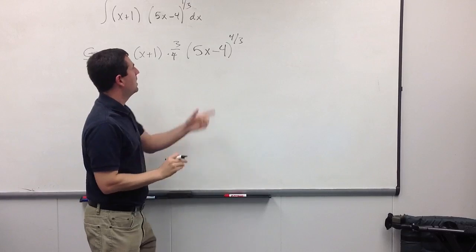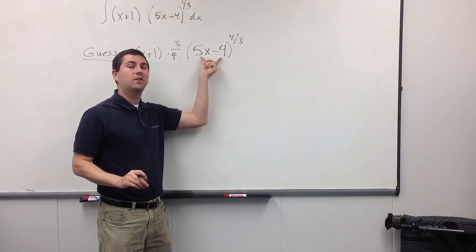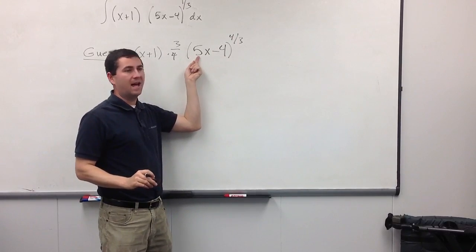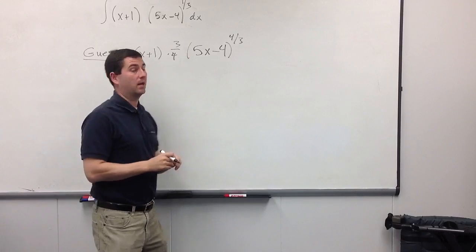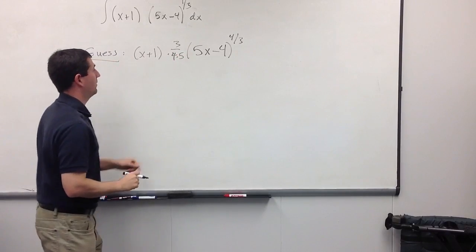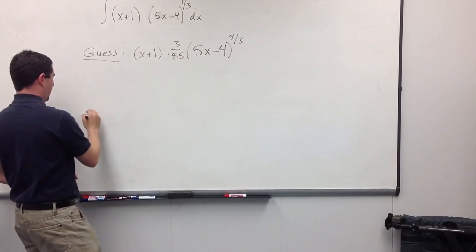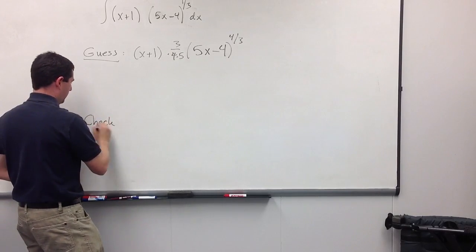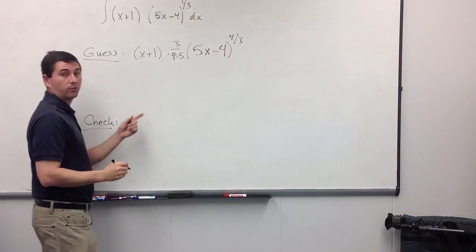The problem is, if we go to take the derivative, we have to use the chain rule. We're going to get an extra 5 out of this. So we better compensate by dividing by an extra 5. Okay, so this is going to be our guess. To check it, we're going to have to find the derivative, and we'll use the product rule as usual.